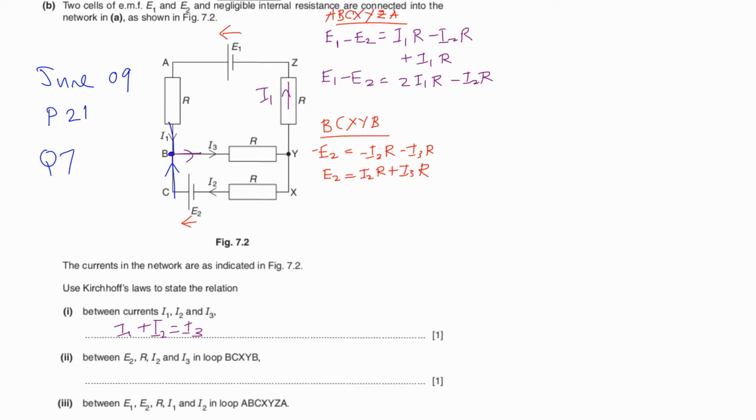BCXYB. So when you go from B to C to X to Y to B, which is moving anti-clockwise, when we pass through this cell, is our travel opposite or same direction as the EMF, Abigail? This part, travel and EMF, same or opposite? So it should be positive or negative? So negative E2, right? So the answer is negative E2.